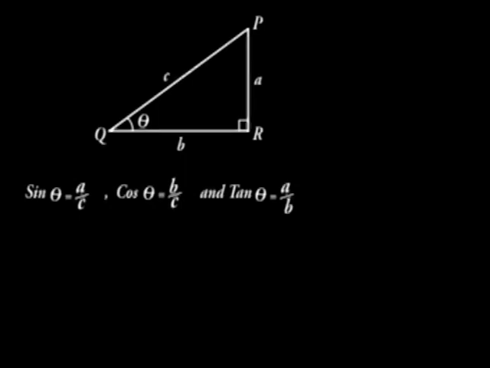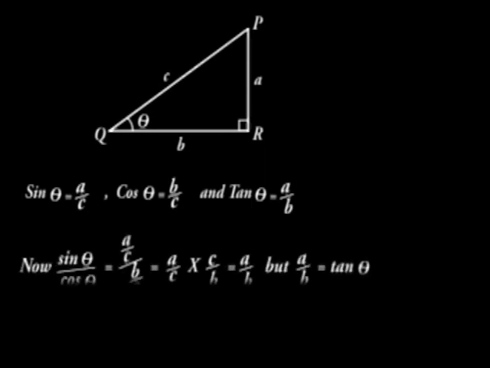Now, sin theta over cos theta is equal to A over C divided by B over C. And we cross multiply and we shall end up with A over B. But A over B is tan theta. Therefore, sin theta over cos theta is tan theta.